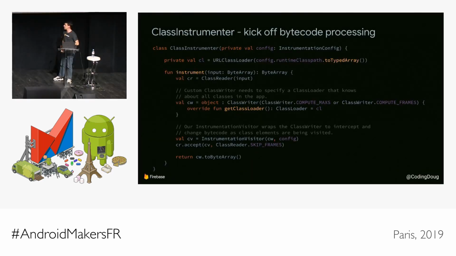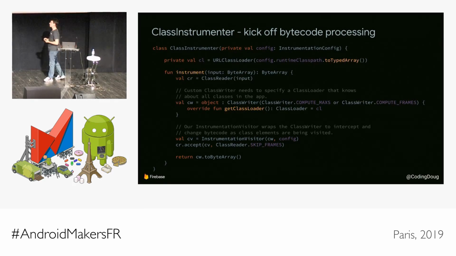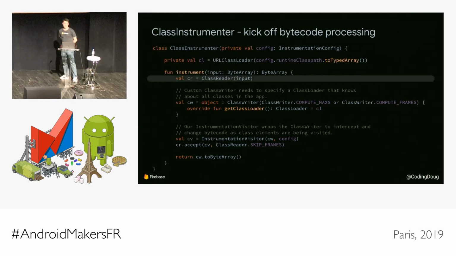Okay, so in order to kick things off, I have an instrumenter class. So this instrumenter class is the thing that participates in the transform that receives a class file as input. So the instrument method receives bytes and it returns bytes. You can think of it almost like a pure function. It is just receiving input, making changes to it, and returning the changes. The thing to point out here is it's using an ASM class reader.